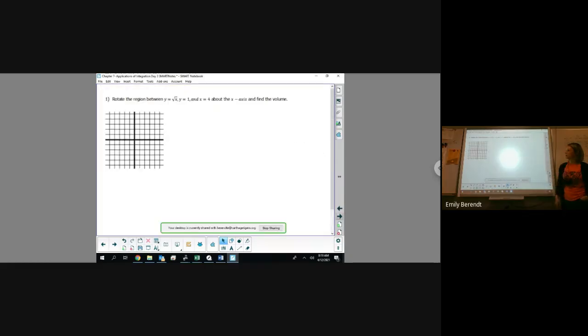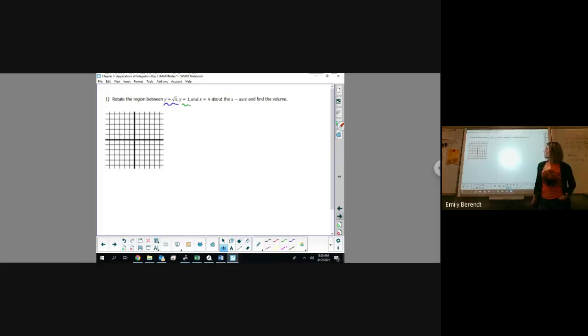Let's get rocking and rolling. We're going to do the whole saving time with it. This is what you should get your answer to be. All right, rotate the region between y equals the square root of x, which we'll do in blue, and y equals 1 in green. It's also bounded by x equals 4, which is a vertical line. We're rotating it around the x-axis, and our goal is to find the volume.